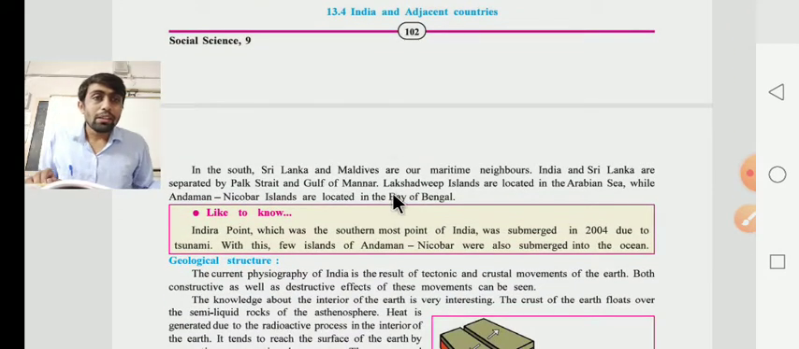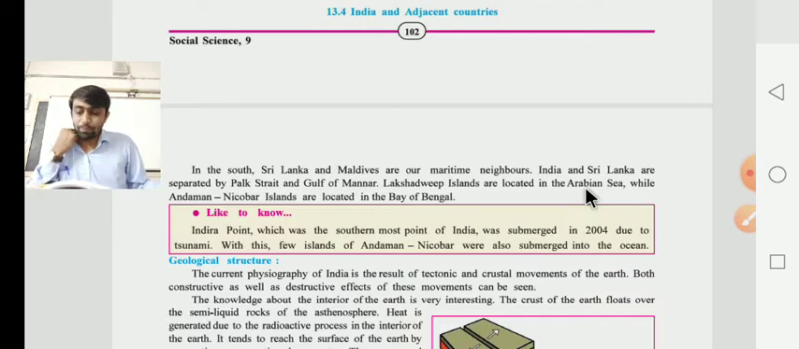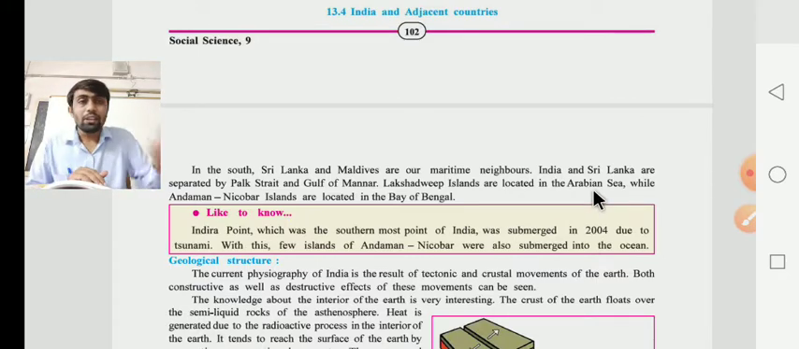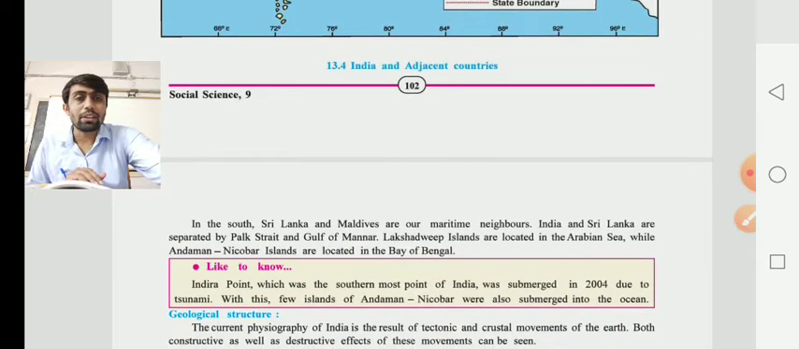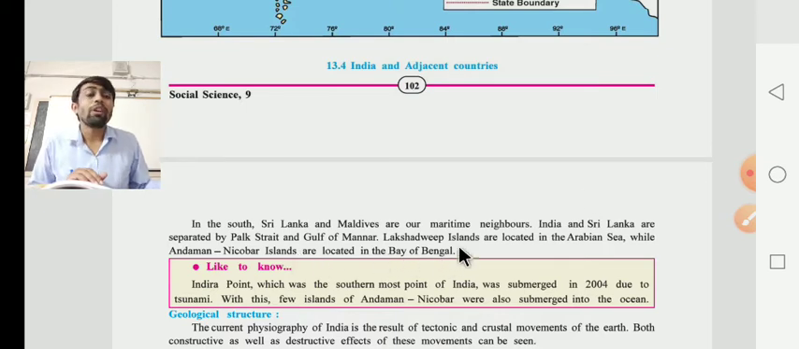The Lakshadweep Islands are located in the Arabian Sea. If you look at the Arabian Sea, here the Lakshadweep is. On the Bay of Bengal side, the Andaman and Nicobar Islands are there. In the same way, the Andaman and Nicobar Islands are located in the Bay of Bengal.